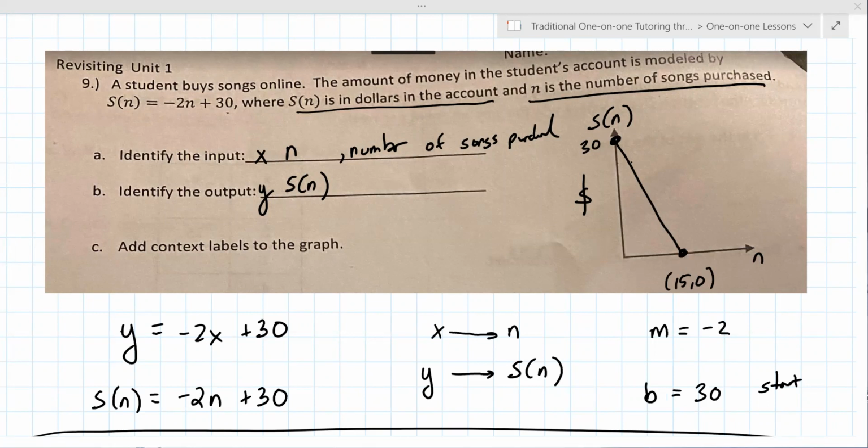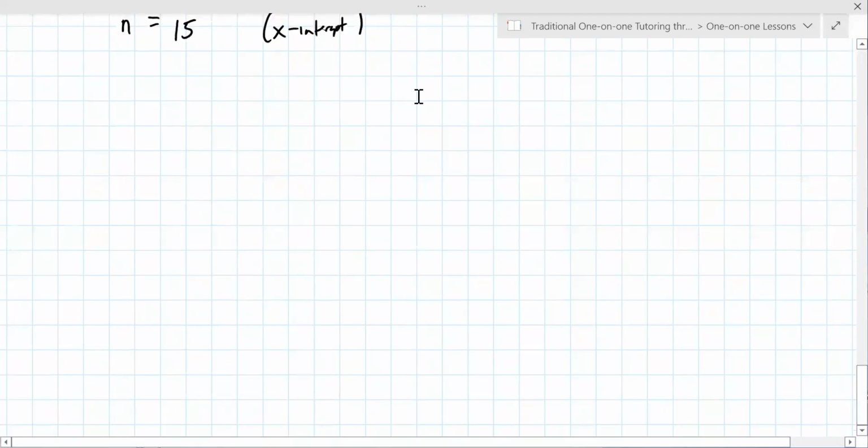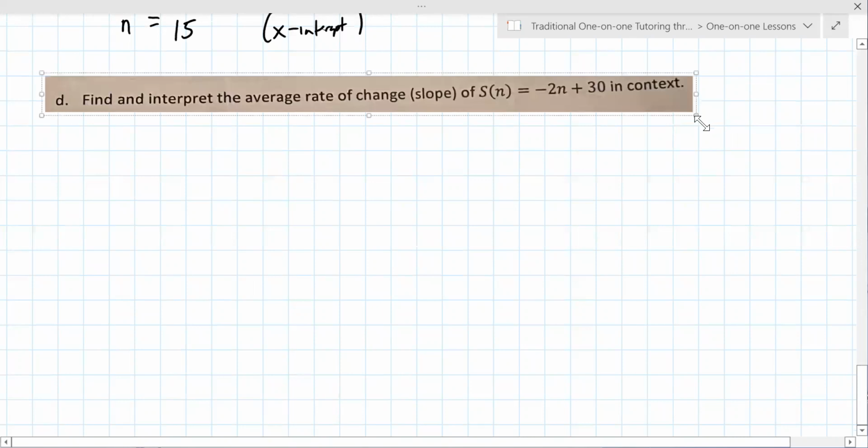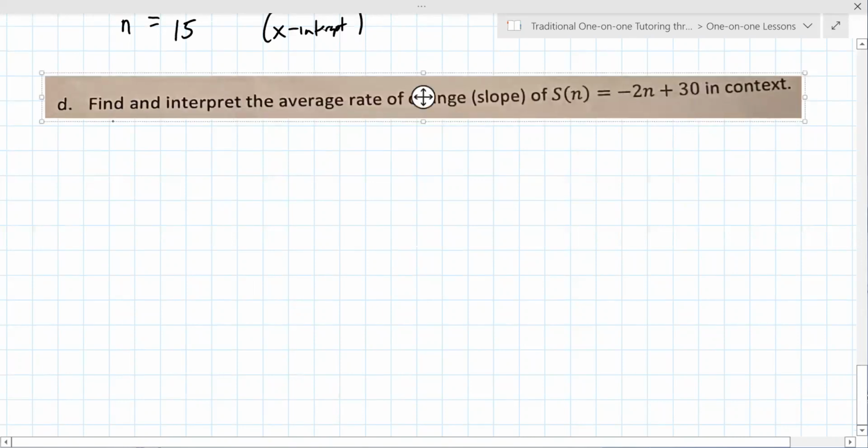Now this class you're taking, they just love this question about find and interpret. How would I interpret? I'm going to help you with that. So let's just find it first, which means write it. Rate of change means slope. So what is the slope of this? -2. Okay, so you want to say slope is -2. The next thing you need are the units. The units of y over the units of x.